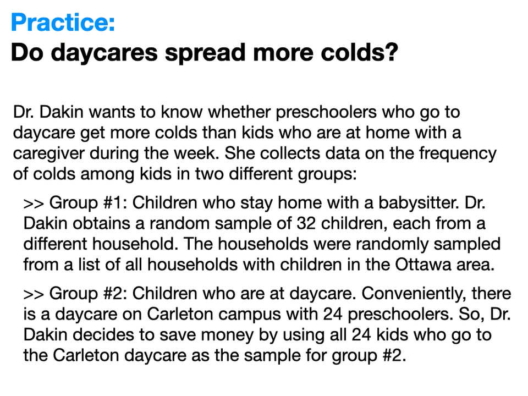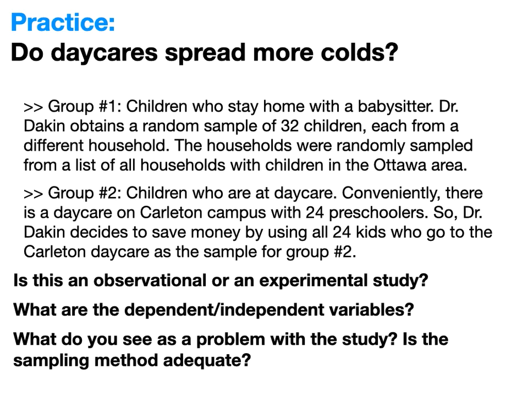In my second group, I've got children who go to daycare. Conveniently, there's a daycare on Carleton campus with 24 preschoolers, so it's going to be very efficient for me to go to the daycare and use all those 24 kids as my sample for group number 2. Okay, so questions to practice. First of all, is this an observational study or an experimental study? Second, what are the dependent and independent variables? And third, what do you see as a problem with the study? Is the sampling method adequate?